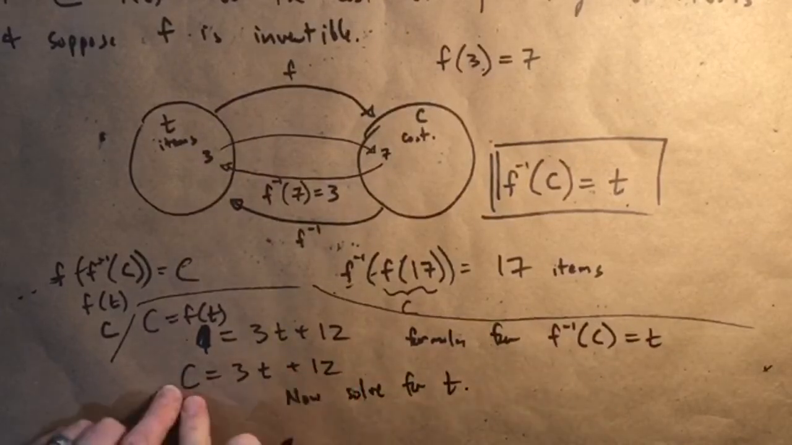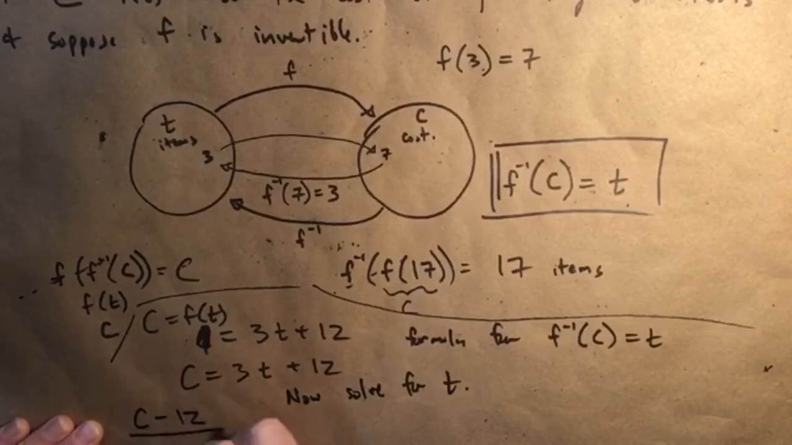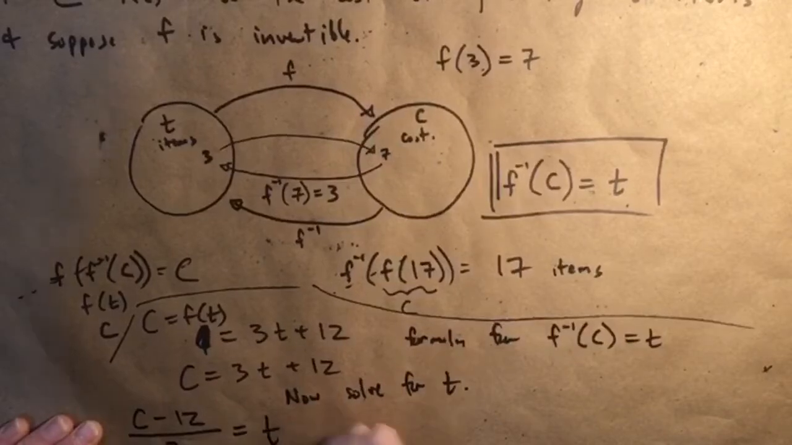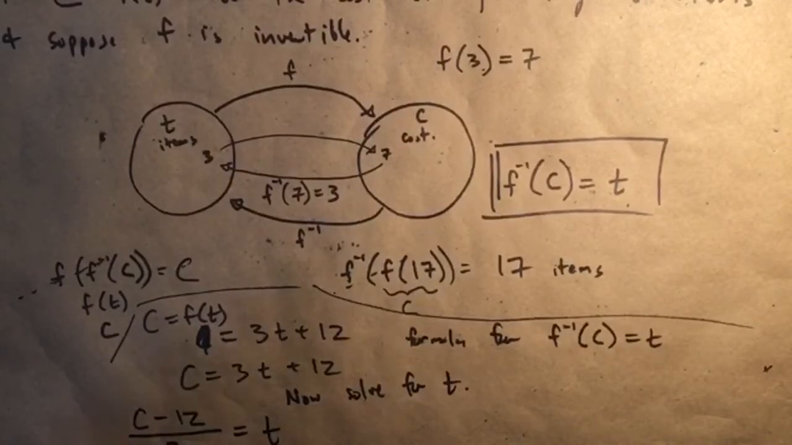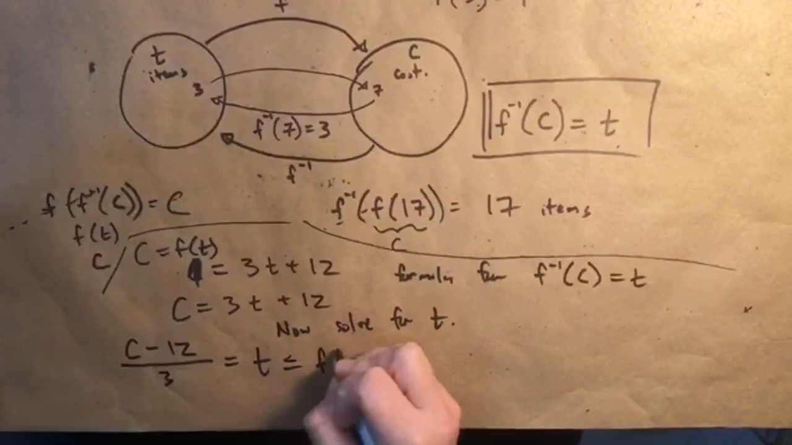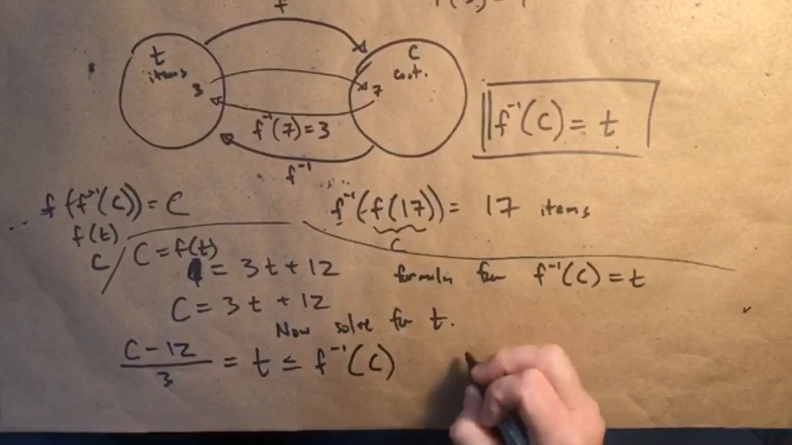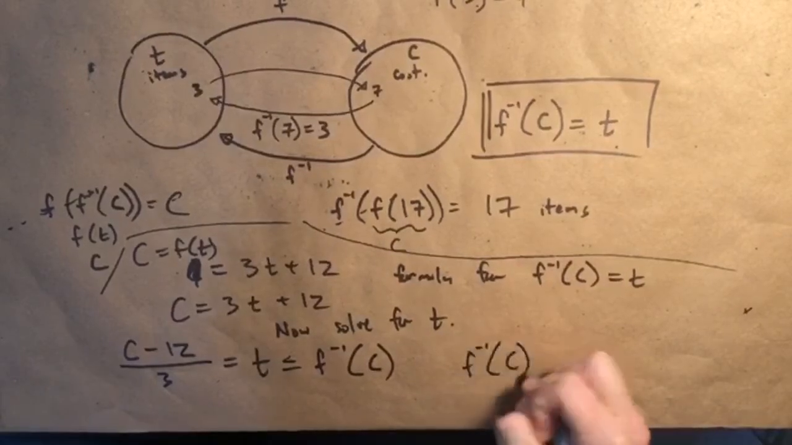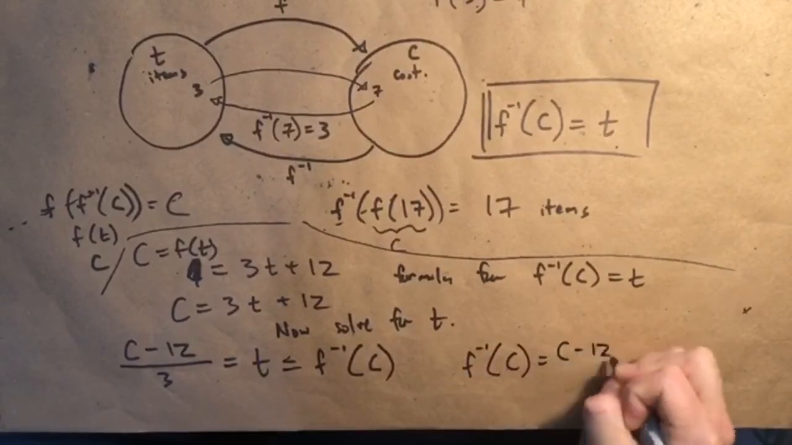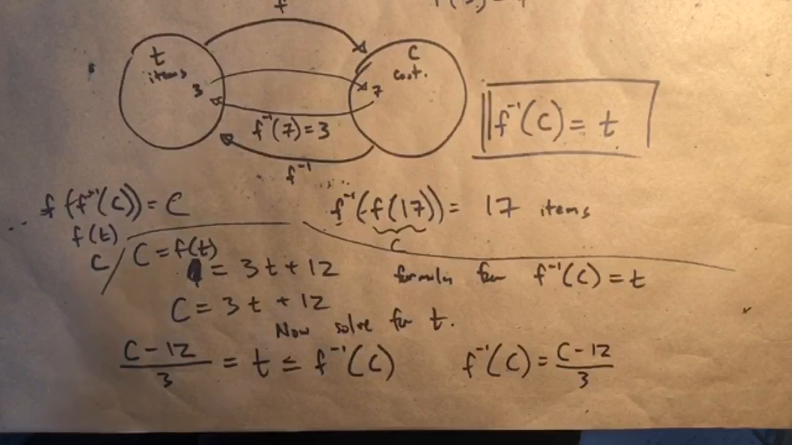So I can subtract 12, I can divide by 3, and this is my inverse function. This is f inverse of c. Frequently, you'll write just f inverse of c is equal to (c minus 12) over 3. If you wanted to, you could split that up into 2 pieces, but it is no problem if you don't do that.